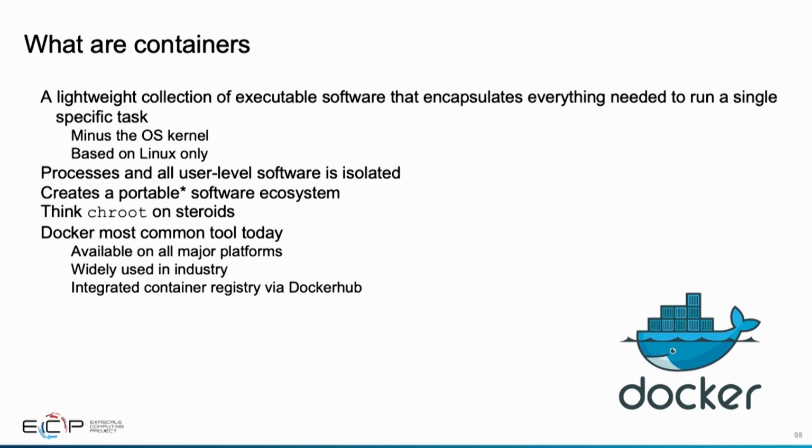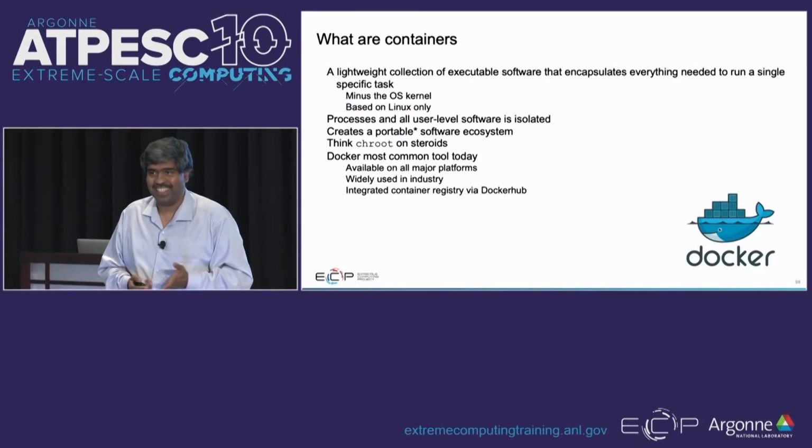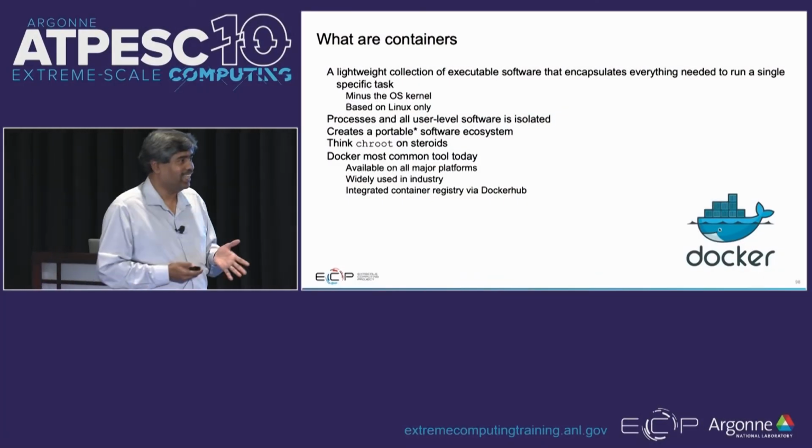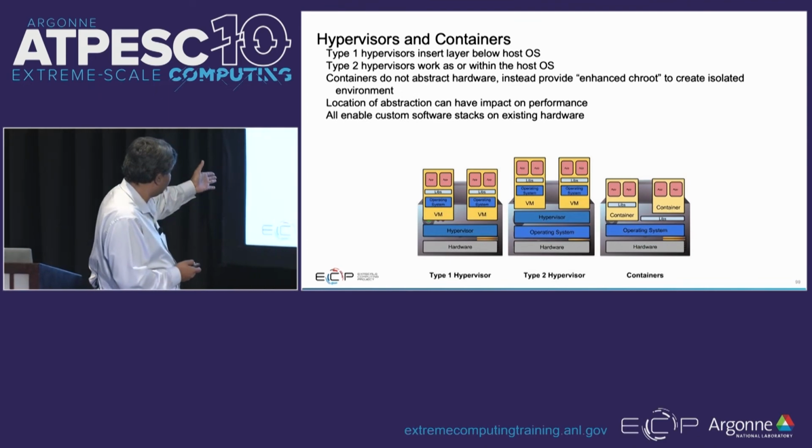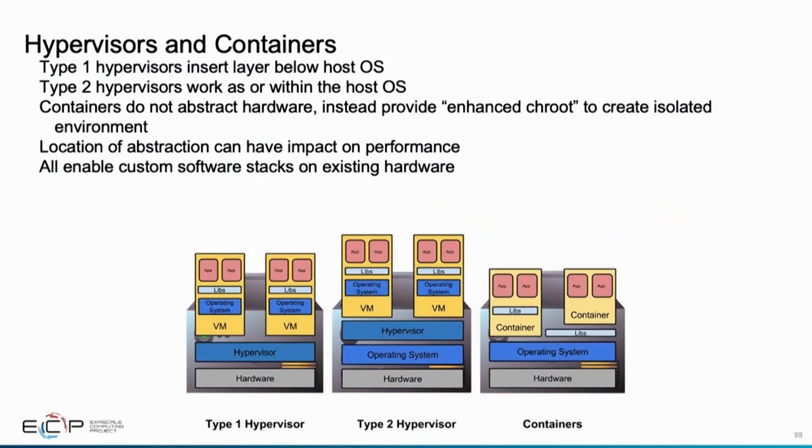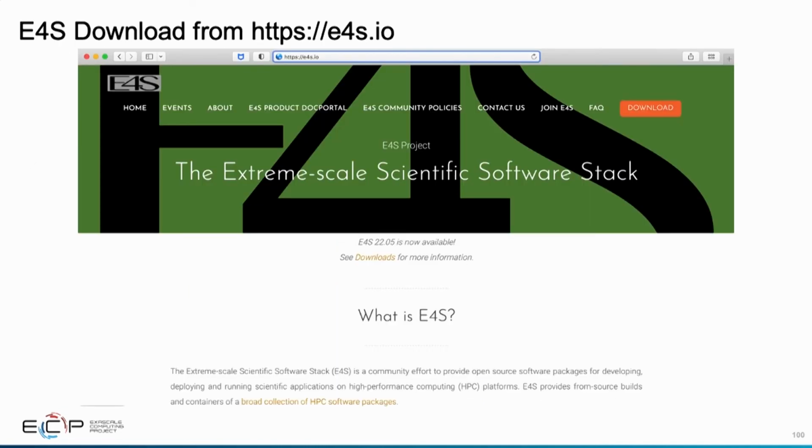So everybody here knows about containers. Okay? So here is the difference between a type 1 hypervisor, a type 2 hypervisor which has an operating system, and containers which do not have a separate kernel. They use the kernel of the operating system and are more efficient for launching. You can nail down dependencies using a container, and we provide containers with E4S.